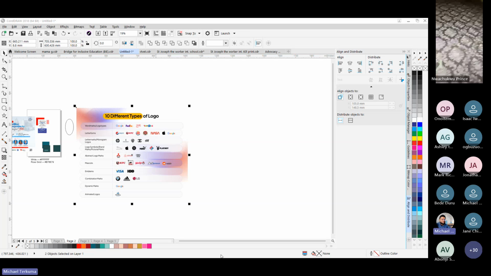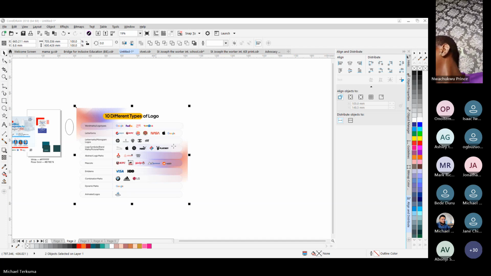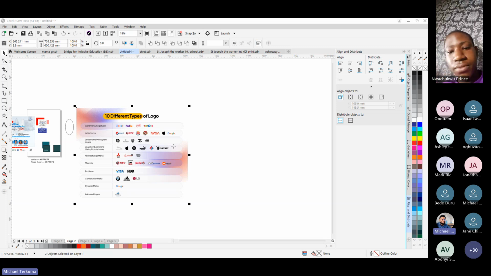Right? So, back to those types of logos we have, what makes your logo unique? Always choose a logo that is related to what you are doing. Always know your brand. When someone gives you a job, ask them what their brand stands for. Ask them what their brand stands for and make the logo accordingly.